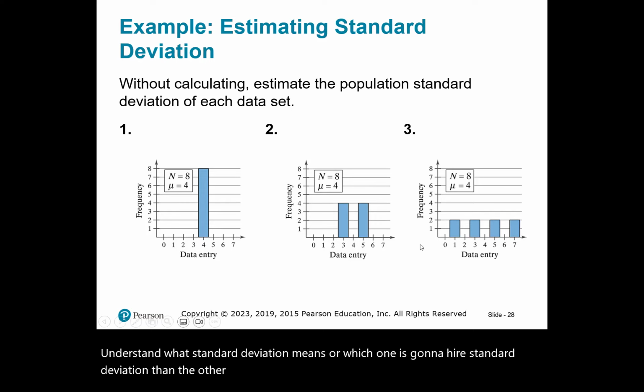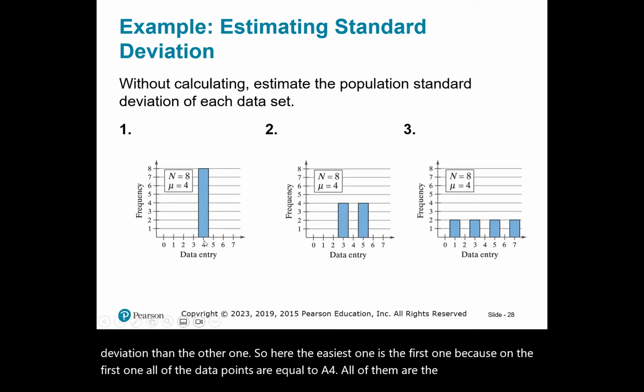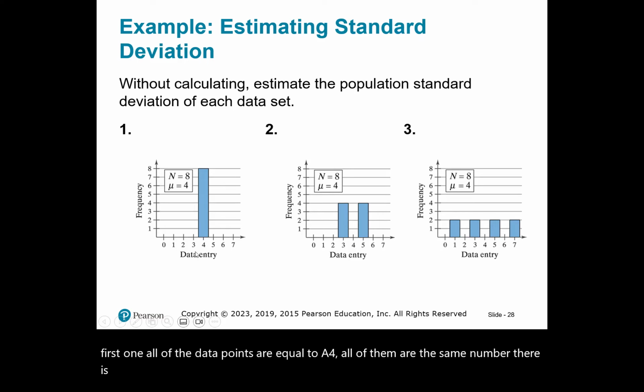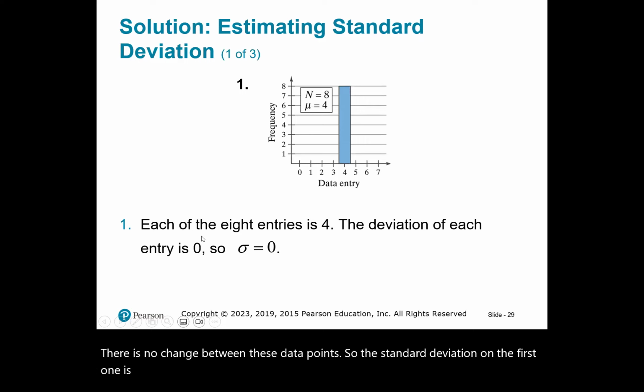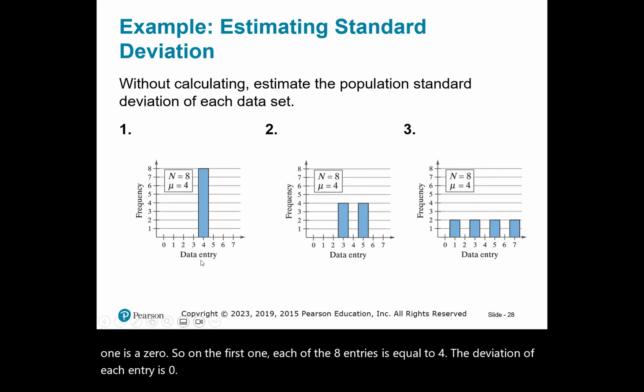The easiest one is the first one, because all of the data points are equal to 4. All of them are the same number. There is no change between these data points, so the standard deviation on the first one is 0. Each of the 8 entries is equal to 4, the deviation of each entry is 0, so sigma is 0.